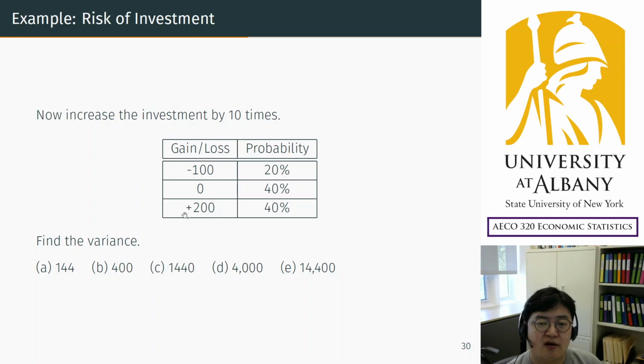So the new random variable has 10 times larger losses and 10 times greater gain, with the same probability. In this case, what is the variance? Do the algebra. I'm going to come back in the next video. Okay, bye. Thank you for watching.